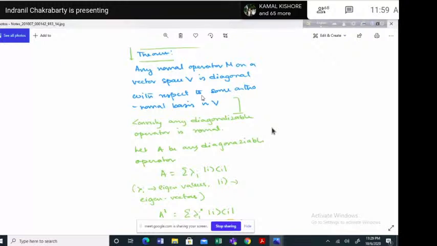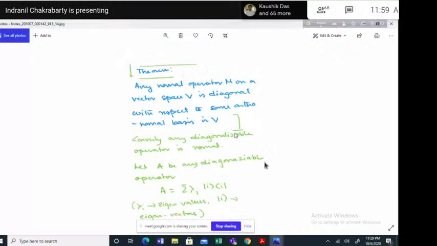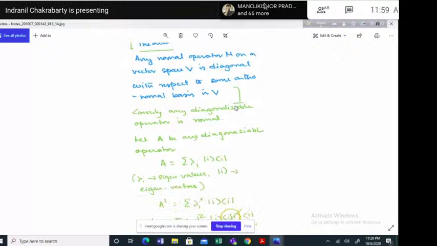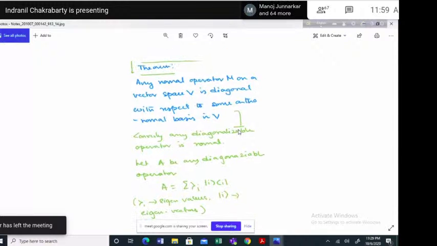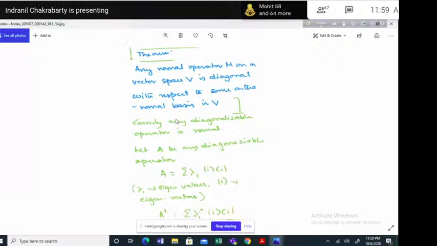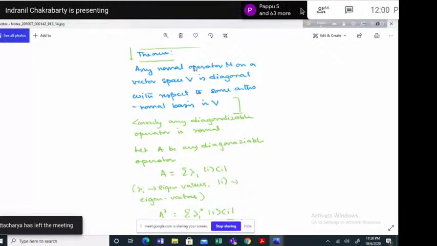Now if you remember the normal operator definition, M is a normal operator if M dagger M is equal to M M dagger. And what is the converse of this theorem? The converse tells you that any diagonalizable operator is also normal. So not only will we find an orthonormal basis where a normal operator is diagonal, but also any diagonalizable operator is normal.